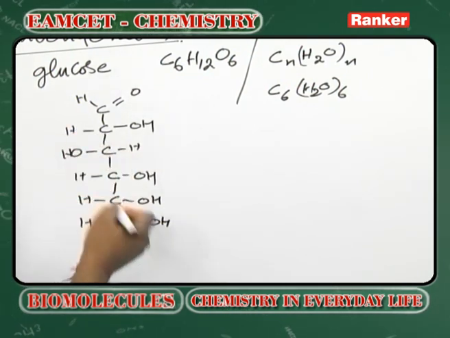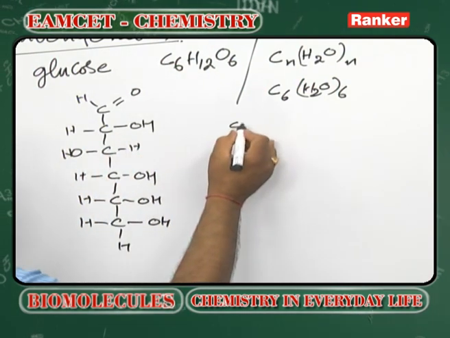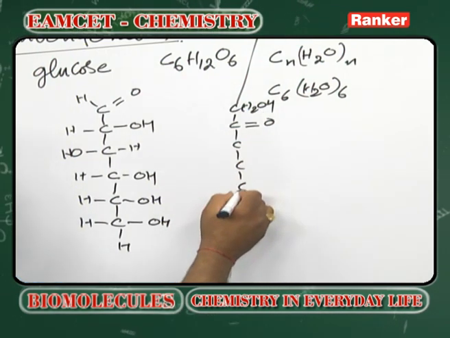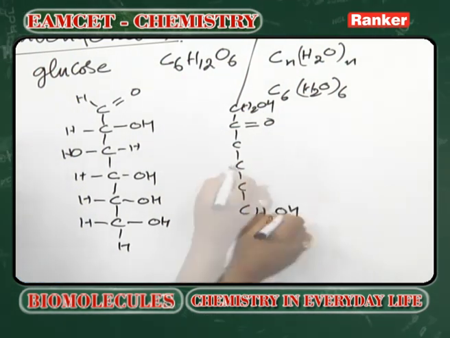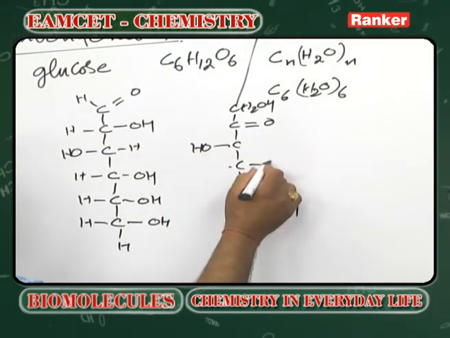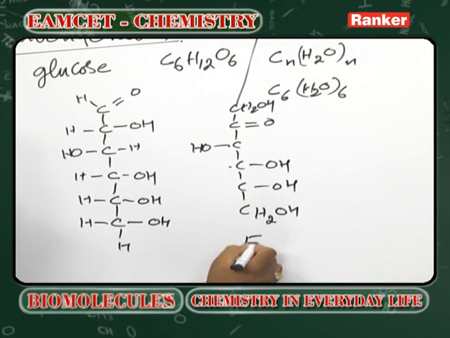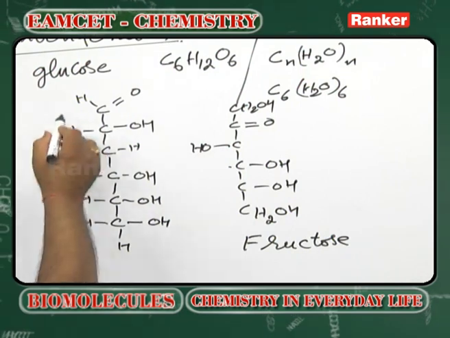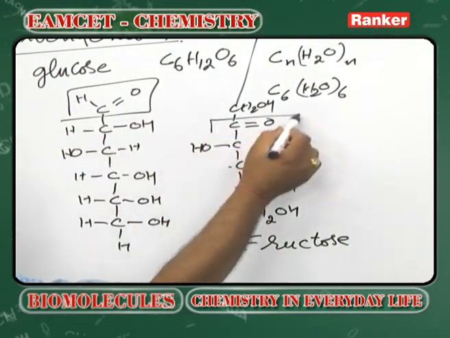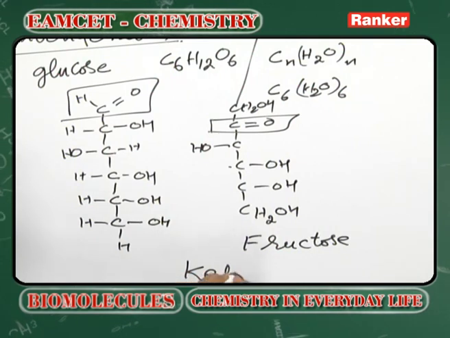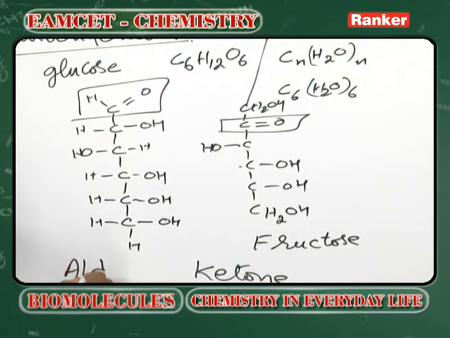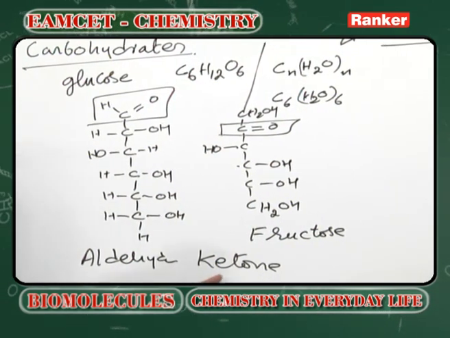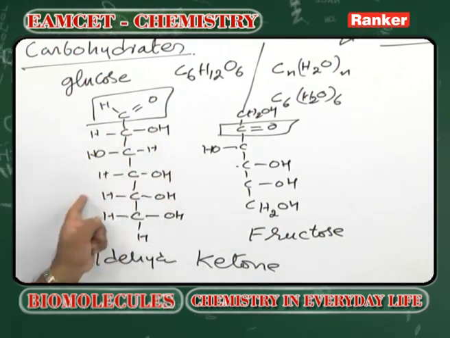So we have an isomer for glucose. At the second carbon, if a carbonyl group is there, the first carbon is CH2OH, and the last carbon is also CH2OH. OH and OH are common. This is called fructose. So if you see carefully, glucose is an aldehyde, fructose is a ketone.